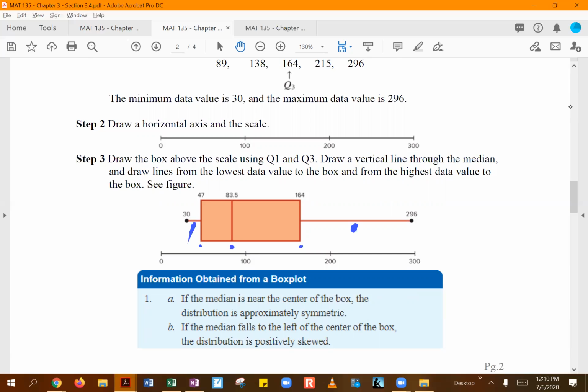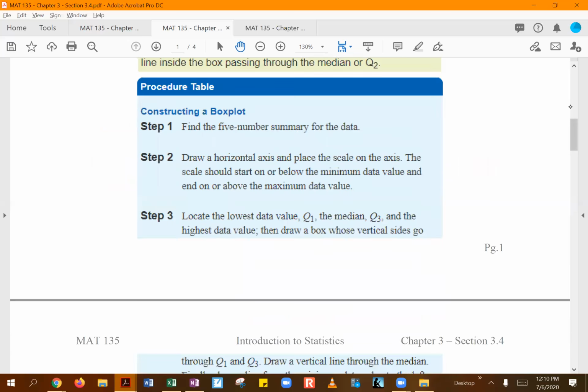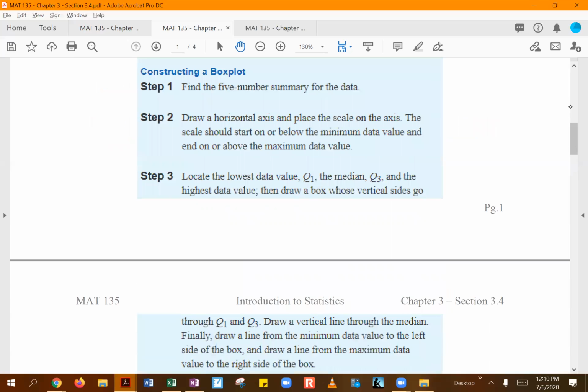So we'll talk about this example, of course, once we get to it, but let's look at the procedure table again. Start with the 5-number summary. We only draw a horizontal axis and put your scale on the axis based on the 5-number summary. The scale should start on or below the minimum data value, and it should end on or above the maximum data value.